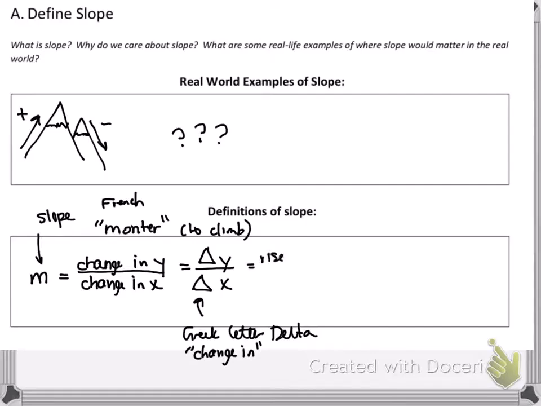You might have also heard slope being referred to as rise over run. And there's also our slope formula, which we'll get to in a subsequent video, which is y2 minus y1 over x2 minus x1. So all of those are definitions of slope that we will be using throughout this series of videos.